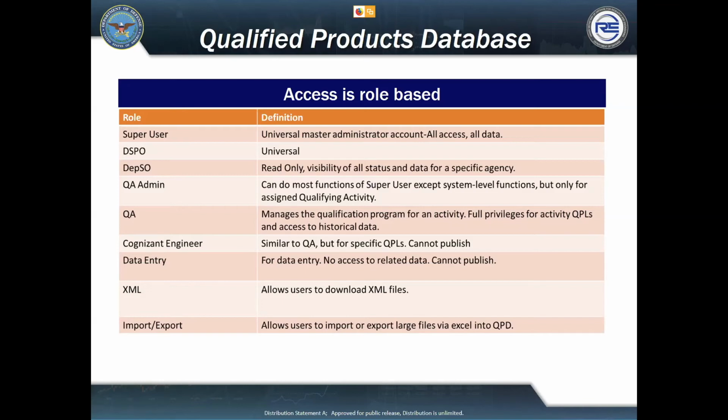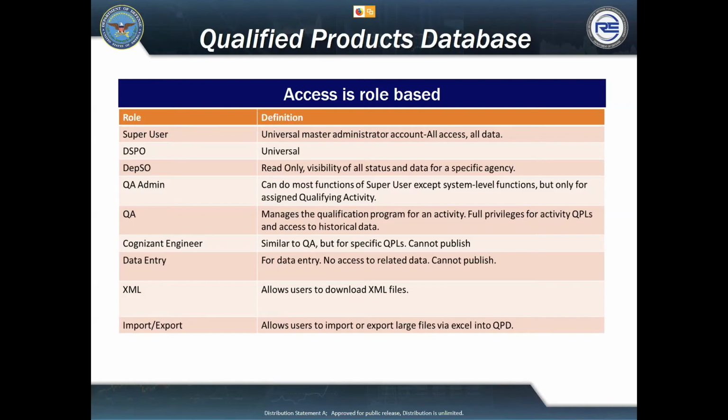And the one standout that the QA admin has that the QA does not have is the QA admin is the one person assigned in that qualifying activity that has the ability to determine the roles of the people underneath them, who can be a QA, who is a data entry person, who is a cognizant engineer, and so on and so forth.